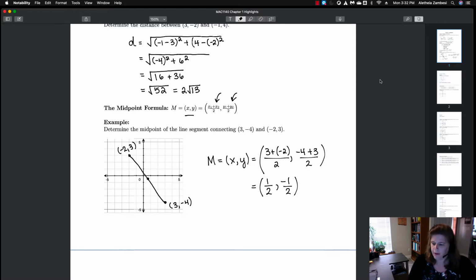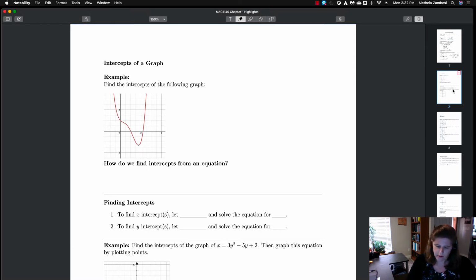All right, moving forward, we can also find intercepts of a graph. Now, when we're talking about intercepts, we're talking about places where we cross an axis. So here I have an intercept. At this point here, we intercept the y-axis. At this point here, we intercept the x-axis. And at this point here, we also intercept the x-axis.